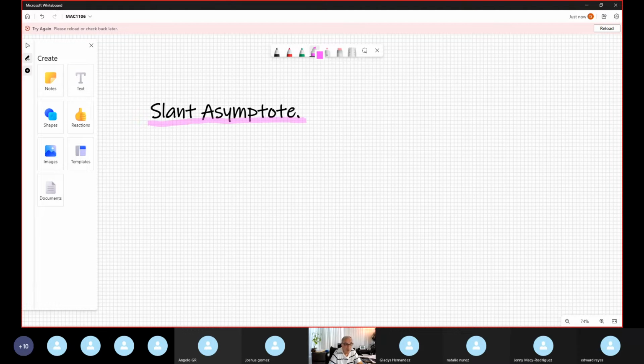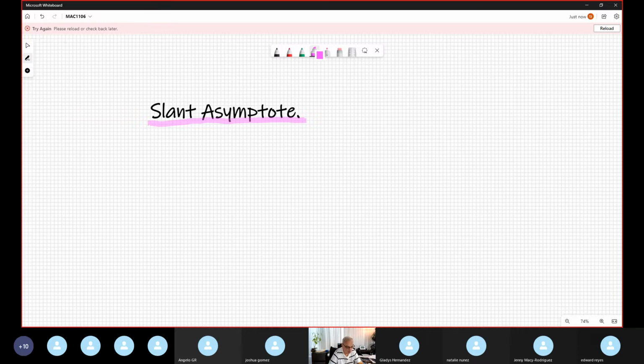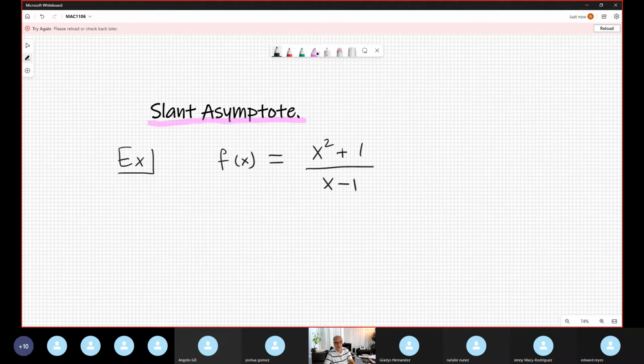Of course, let's explain using an example. It's more clear, not theoretical. Suppose the example to illustrate slant: the function f of x is equal to x squared plus 1 divided by x minus 1. Again, we are doing the analysis of degree. The analysis of degree you always do for the horizontal and slant. The same analysis.